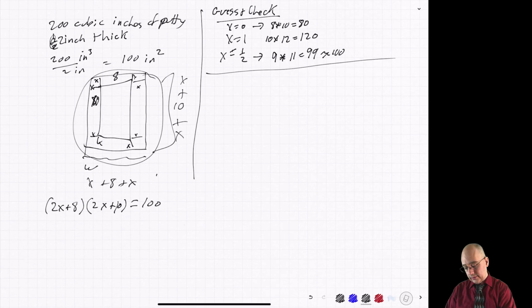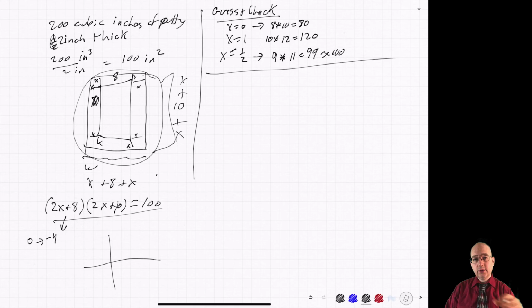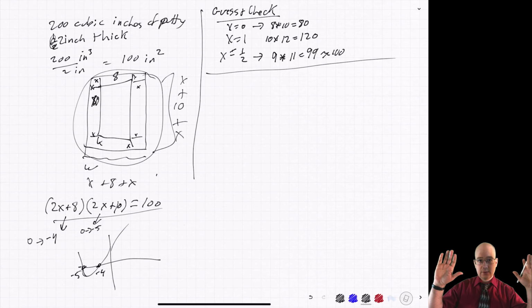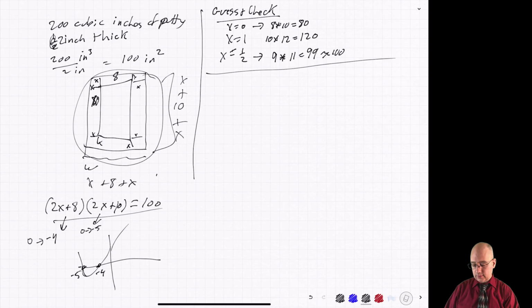So I've got, this is my original parabola. So this is going to be 0 when it's -4. 2x plus 8 equals 0. Subtract the 8, divide by 2, you get -4. And over here, that's going to be 0 when it's -5. So you got -4 and a -5. All right, so that's our parabola. It's facing up because there's no negatives in front of the x stuff.